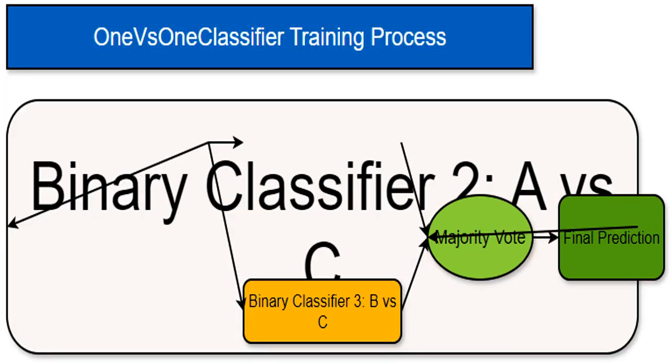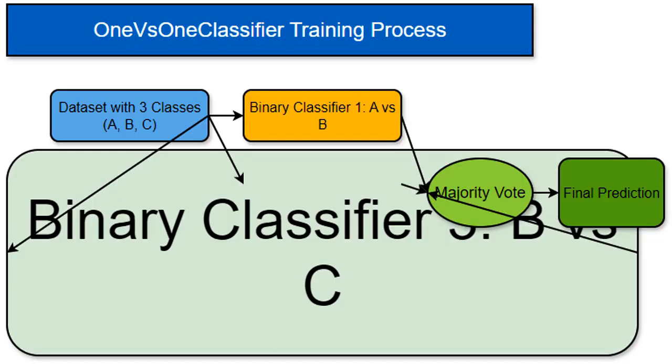Another binary classifier compares classes A and C. This one focuses solely on distinguishing between A and C, or in our fruit analogy, between apples and cherries. Finally, a third classifier distinguishes between classes B and C, bananas versus cherries.